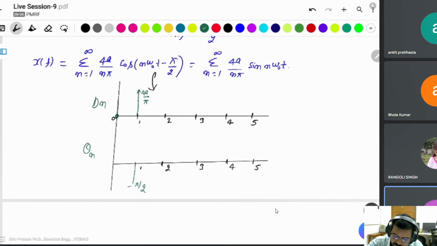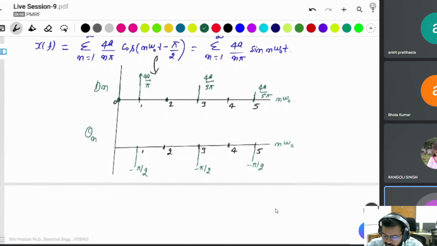Second, this is not for the even function. Even function is 0, only odd is there. Then d₃ is 4A by 3π, d₅ is 4A by 5π. And the angle is the same for all, minus π by 2. The axis is nω₀. Here only two plots are there, one for the magnitude, second one for the angle.